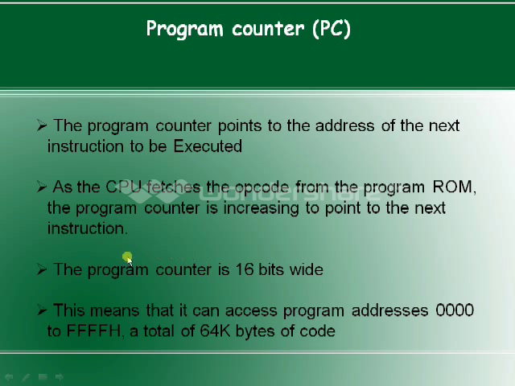Here the program counter length is 16-bit. Therefore, with the help of this program counter, we can access up to 64 kilobytes, as it can hold a maximum value of 4 Fs. 4 Fs in decimal is nothing but 64 kilobytes. So we can access only up to 64 kilobytes.